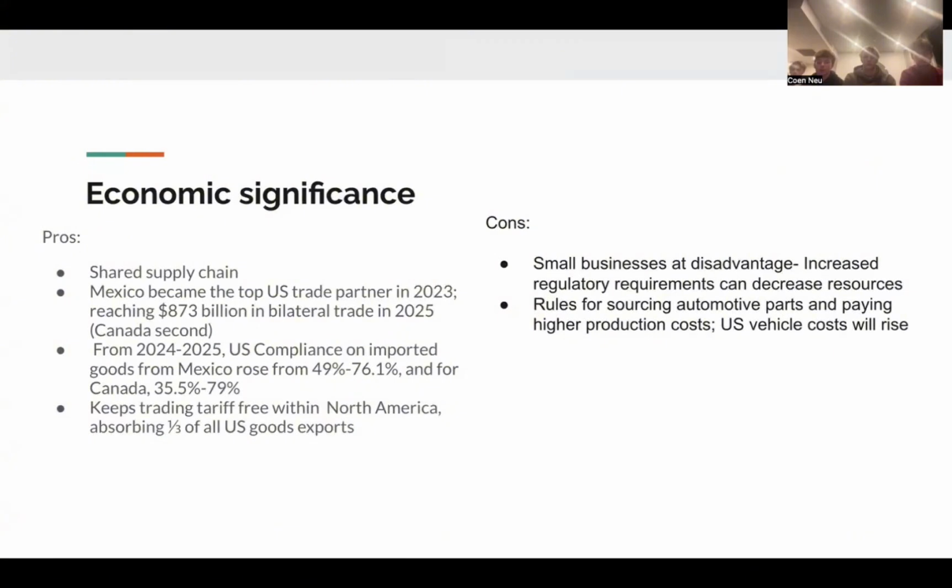And for the cons, some small businesses are at a disadvantage. They have increased regulatory requirements integrated into the USMCA, which can decrease resources for the small businesses. And additionally, rules for sourcing automotive parts and paying higher production costs will cause U.S. vehicle costs overall to rise, and production costs for the companies.